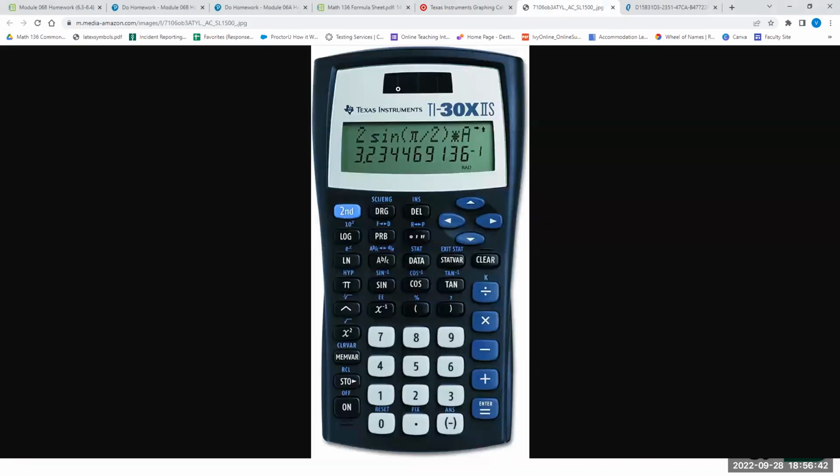Then if you're on a TI scientific calculator, you have the log and the ln and the e to the x again as the second on the log.